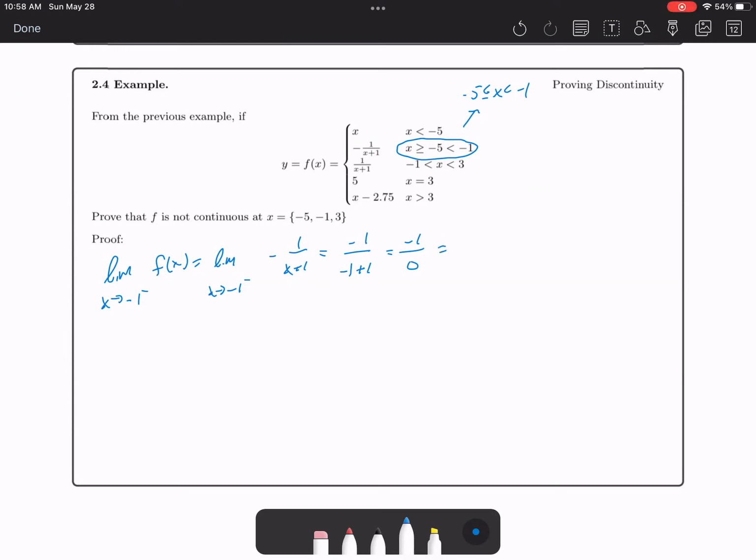So this is equal to, well, it's not really equal to. It approaches -infinity. But this is not a real number. This does not exist. So the one-sided limit doesn't exist. There's no chance of the actual limit existing. Therefore, this function has to be discontinuous at -1.